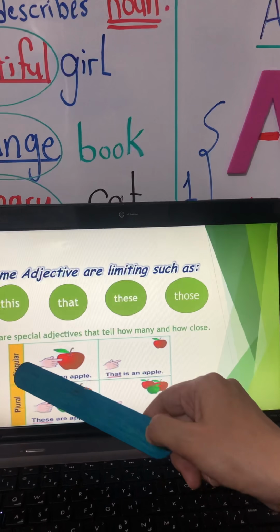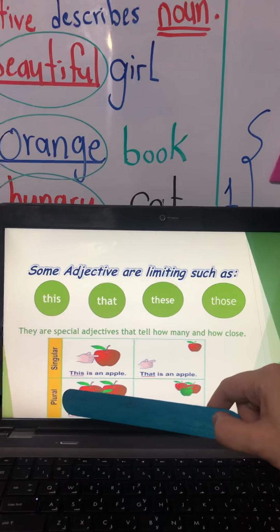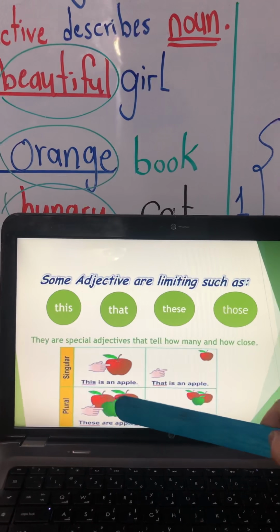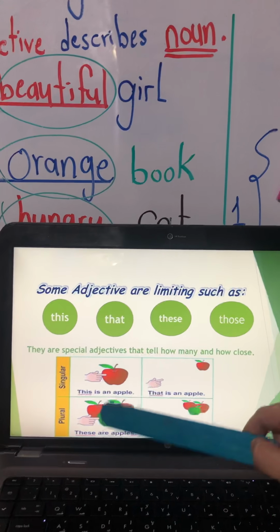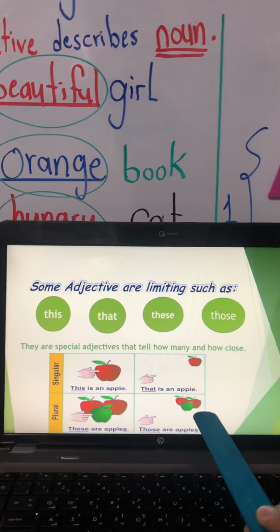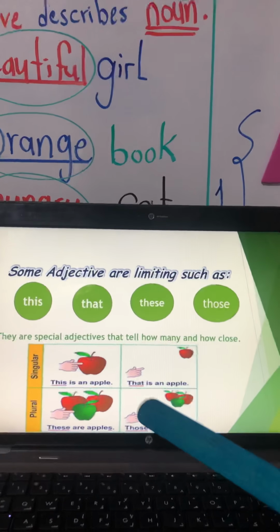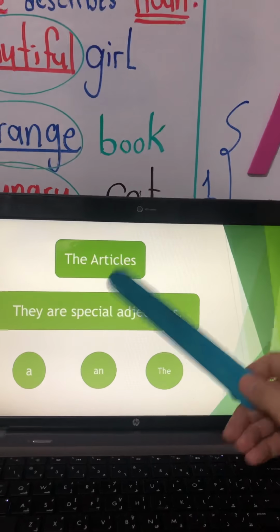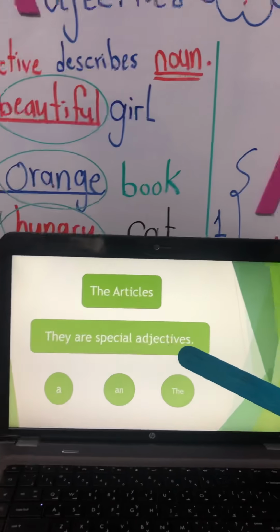This is with respect to the singular nouns, yes? With respect to the plural, I'm going to have these, more than one, you see? These are apples. They are in front of me, but they are more than one apple. If they are far away from me, I'm going to use those. Those are apples.